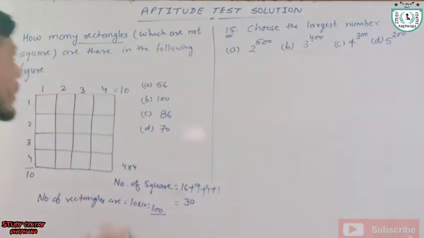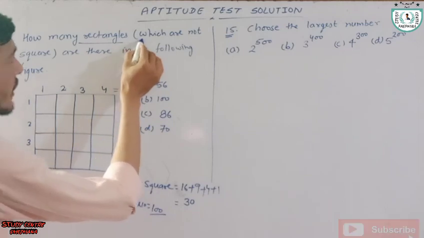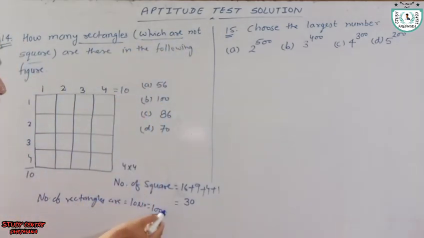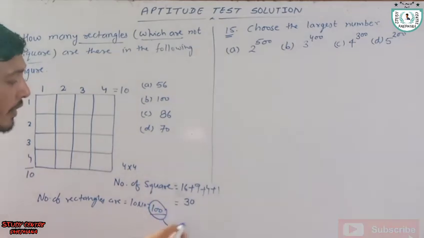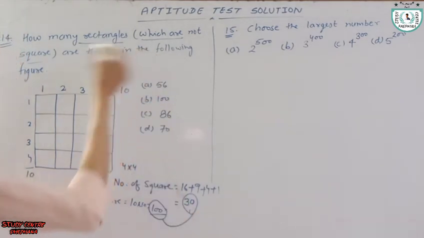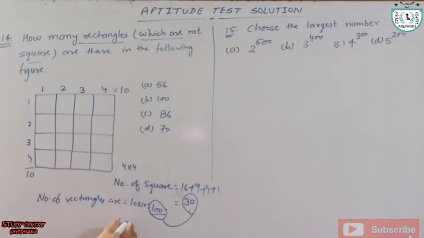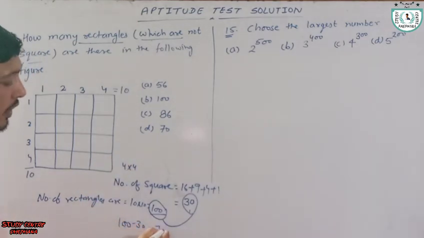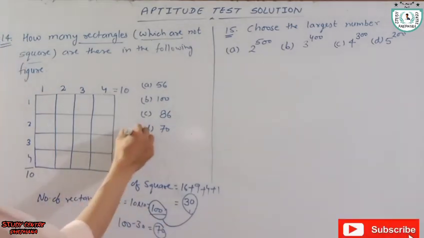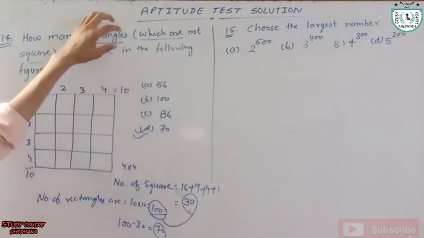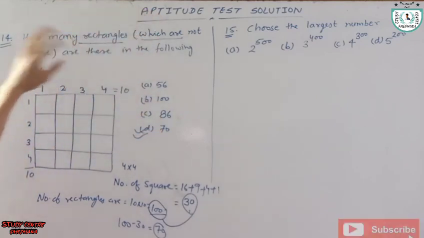Okay, but the question says rectangles which are not square. It means the number of rectangles, 100, minus 30 which are square. So hence the correct answer is 100 minus 30 is equal to 70. In this figure, 70 rectangles are there which are not a square.